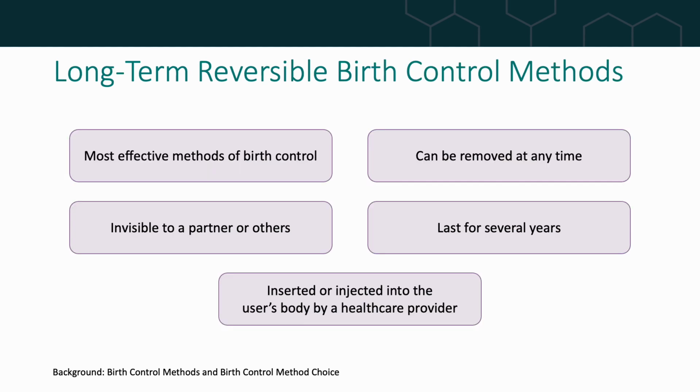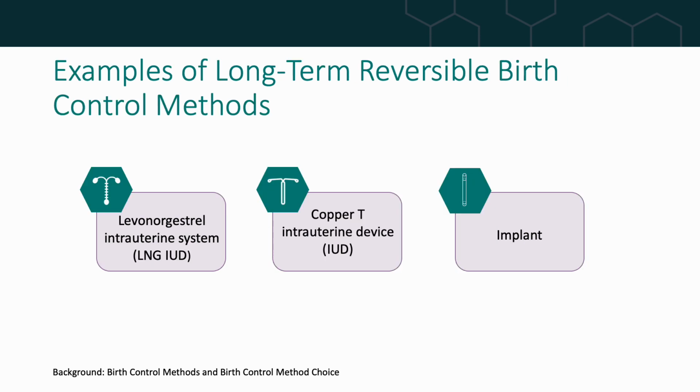Long-term reversible birth control methods are the most effective methods. These methods are inserted or injected into the body by a healthcare provider and are invisible to a partner. These methods typically last for several years and can be removed at any time. Long-term reversible methods include 2 types of intrauterine devices, or IUDs. IUDs are placed into the uterus by a healthcare provider. Another long-term reversible method is the implant, which is placed under the skin of the upper arm by a healthcare provider.